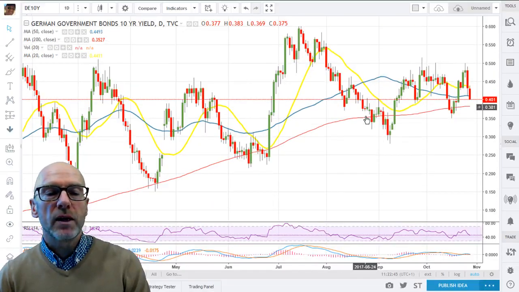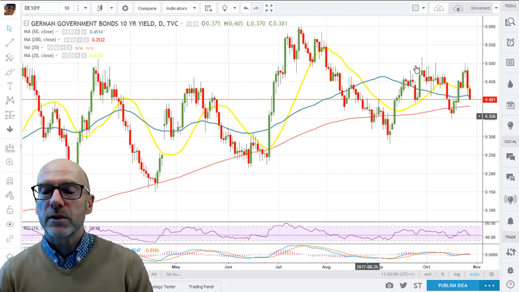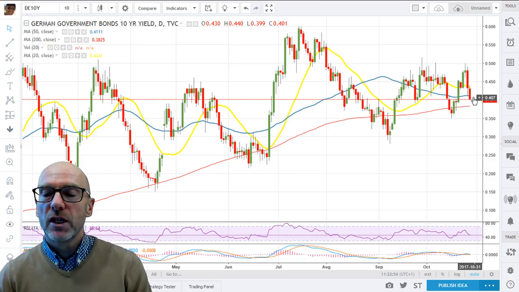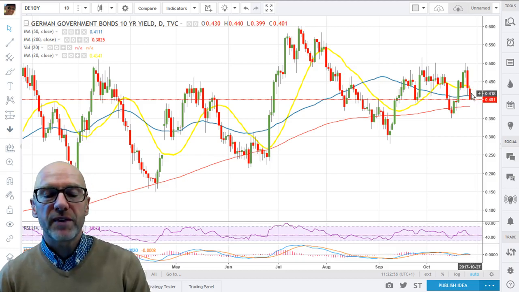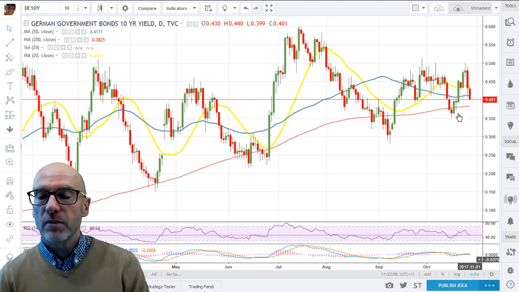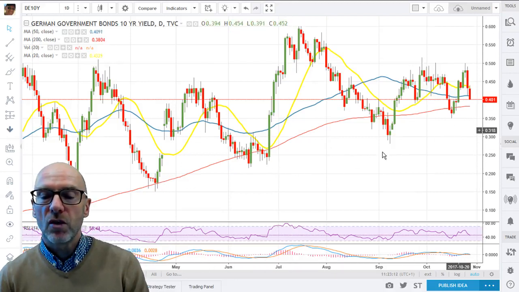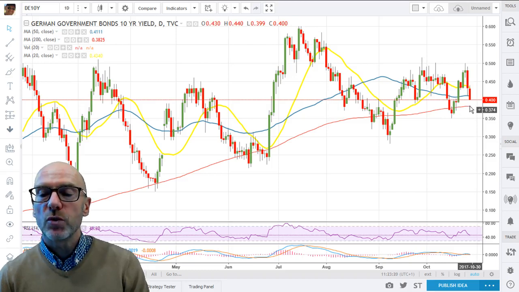In Europe, here we're looking at the 10-year yield on German. It's pulled back with yesterday's announcement, back below the 20 and 50, and has lost momentum to the upside, with the RSI down at 48 and the MACD just starting to shout a sell signal. Could be a long-term flag. As you can see, we've got this pattern of higher lows and lower highs. Let's wait and see. The downtrend probably bounded by the 200-day moving average, which is at 0.3825.